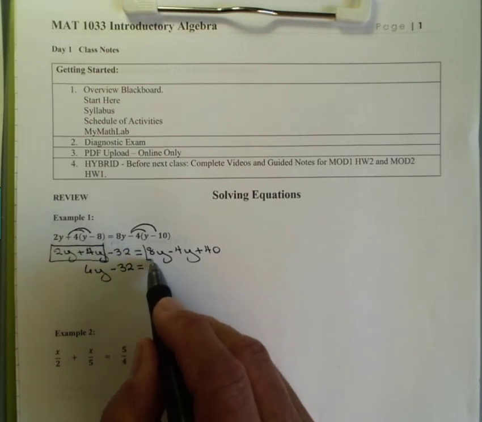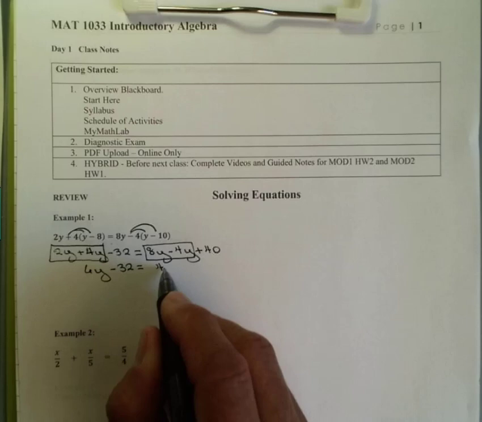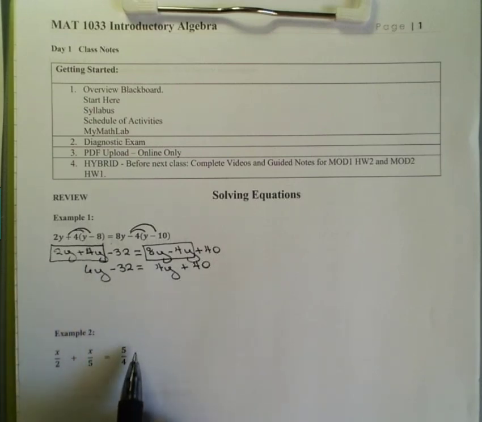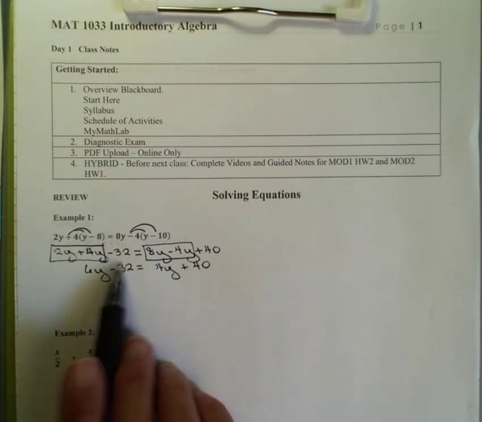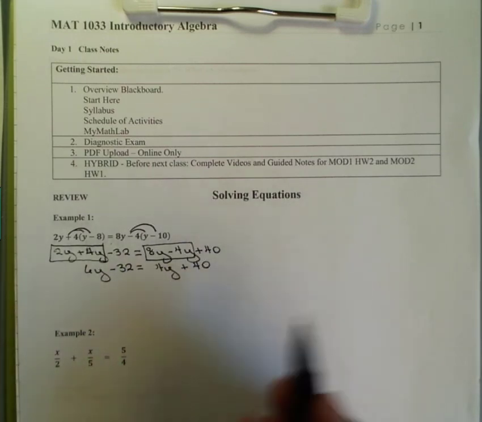Over here, I say 8y minus 4y. Well, 8 minus 4, right? Gives me a 4y, and I'm going to bring down my 40. Now I'm to the point where I've simplified each side of the equation. In other words, these two terms are not like terms. They can't be combined. I have no multiplication to do.